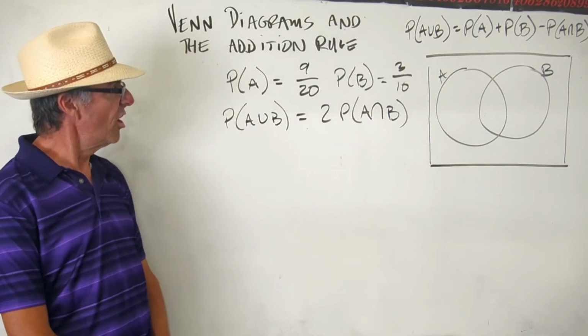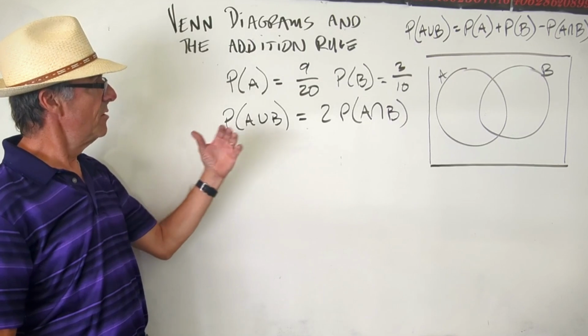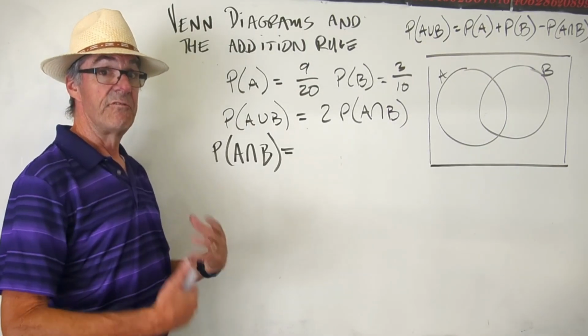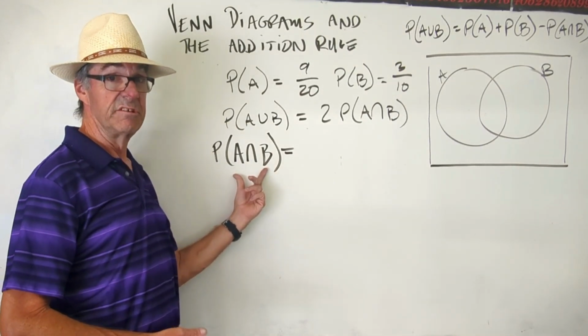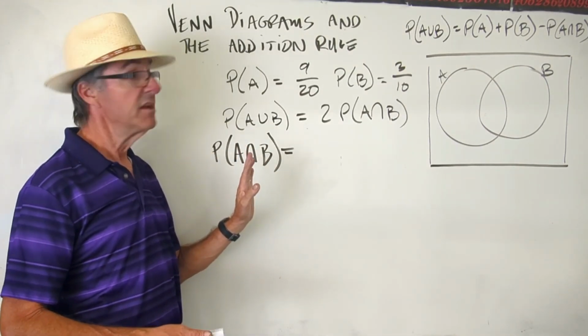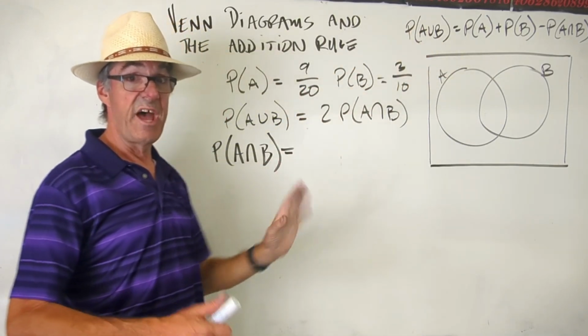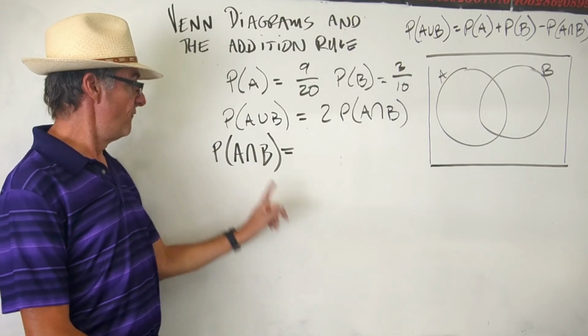I want you to think real hard and find out what your entry point is into performing this task. I'll give you a hint. The first thing to figure out is what is the probability of the intersection. Now, I'm not telling you how to do that yet, but you can use the addition rule so that you have only one unknown, and then you can solve for this.